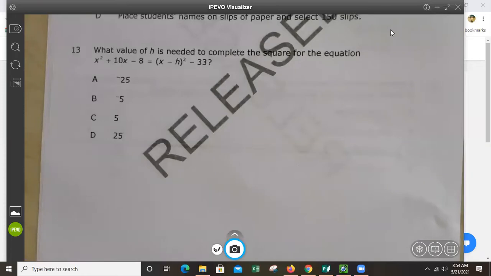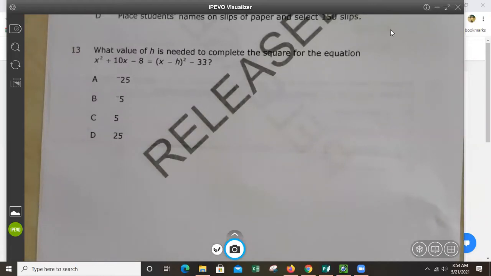All right. We'll go back to number 12 in a minute. 13 says, what value of h is needed to complete the square for the equation? You can do this a couple different ways, okay? This one, because you're given all the answers, there's another one that you don't have, so I'm going to show you this by hand so that we can do the other one as well, but I'm also going to show you this one on Desmos.